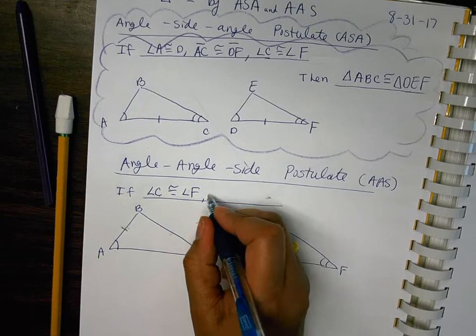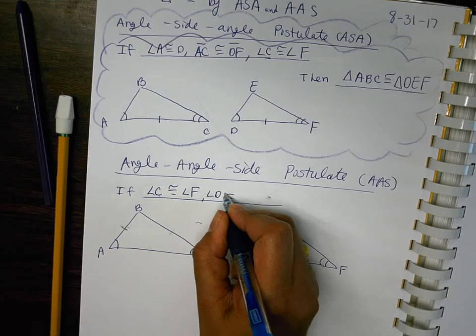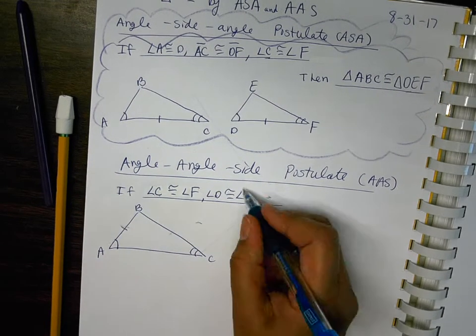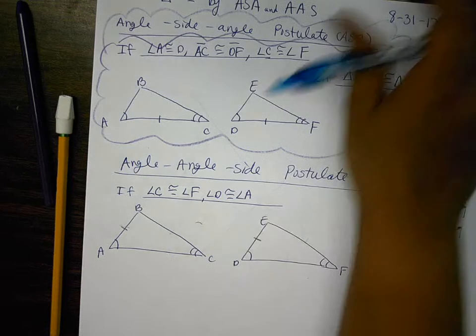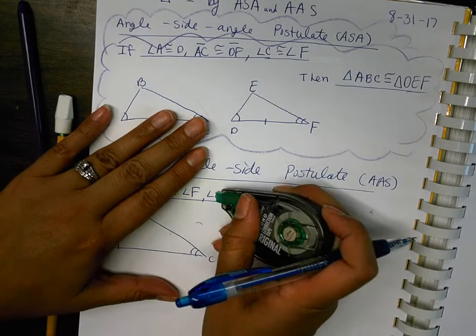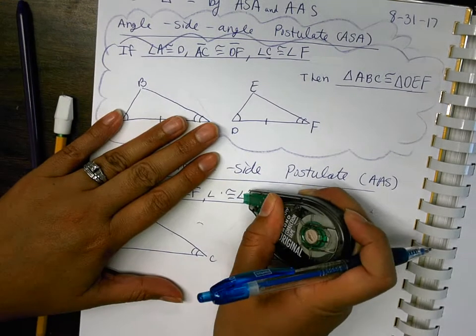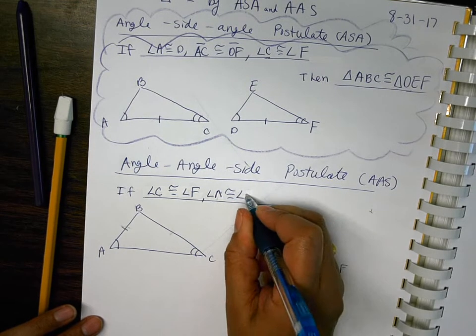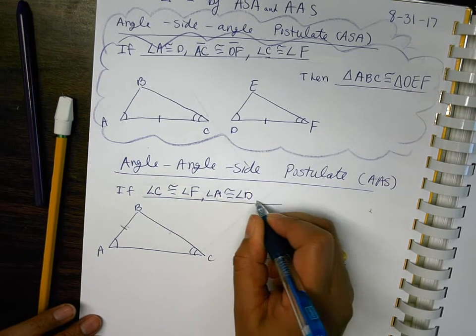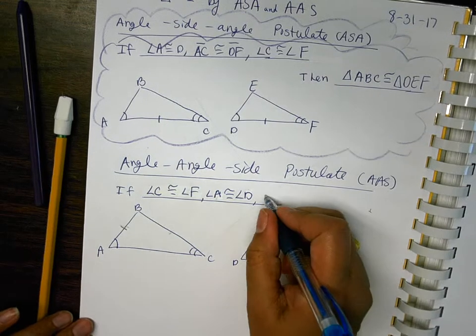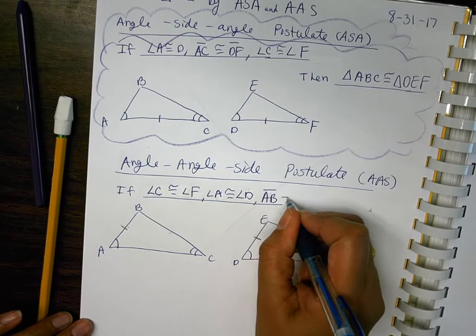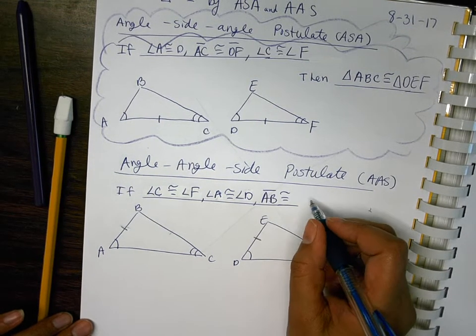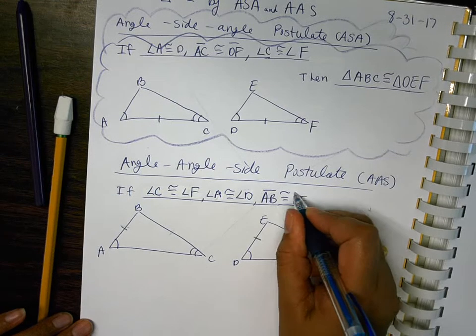And angle D is congruent to angle A. Wait, what? Or A to D, because that's how I've been writing it. I'm so sorry, guys. Leave it. It's fine. If it bothers you, fix it. A to what? D. D, yeah. And then what side? AB is congruent to DE or ED.